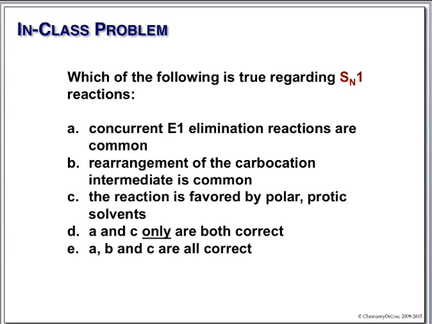Rearrangements of the carbocation is common. Well, yeah. Anytime you make a carbocation, it can rearrange. The reaction is favored by polar protic solvents. Well, think about it. You're going to take a nice neutral alkyl halide and make ions. What's going to promote that? A polar solvent. So we want to break this covalent bond, make ions. Looks to me like all of those are correct responses.